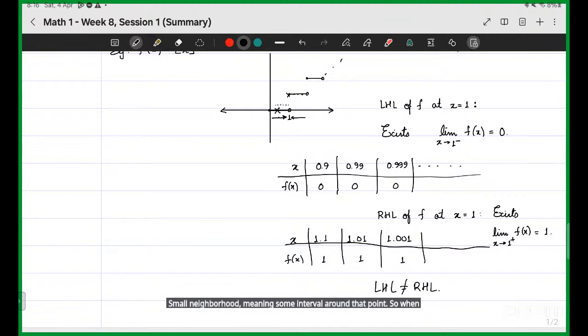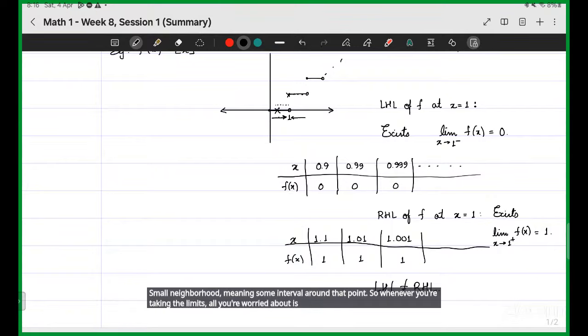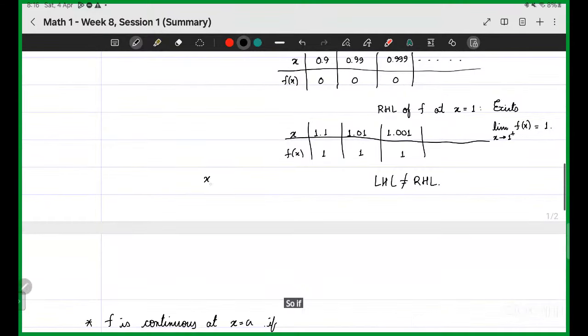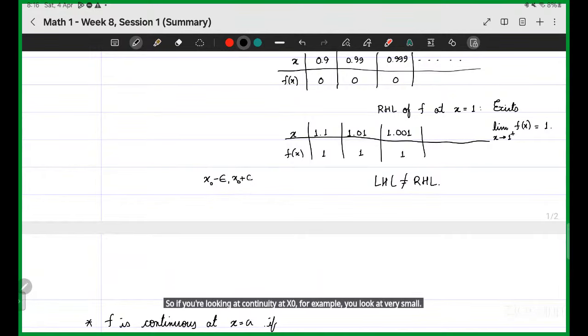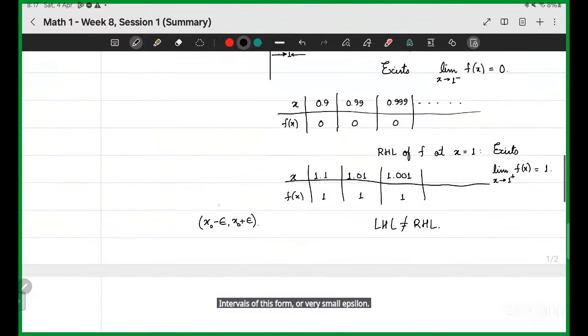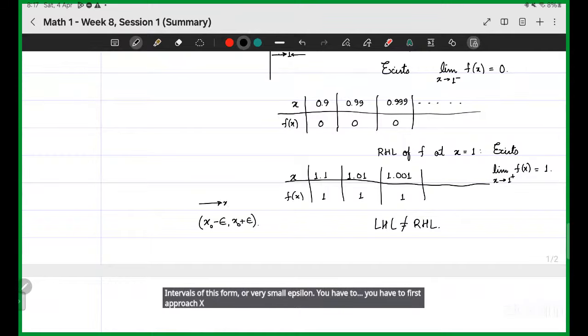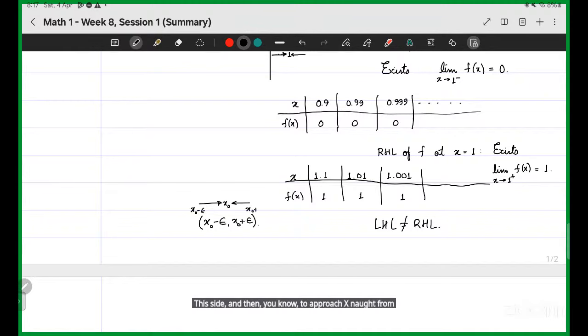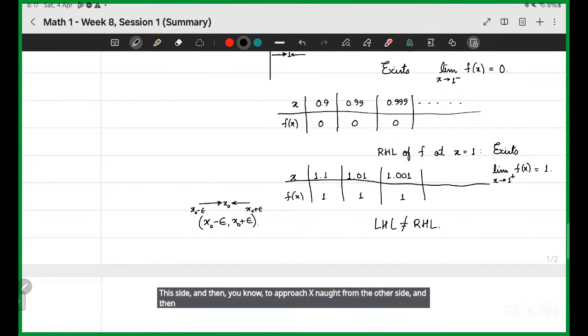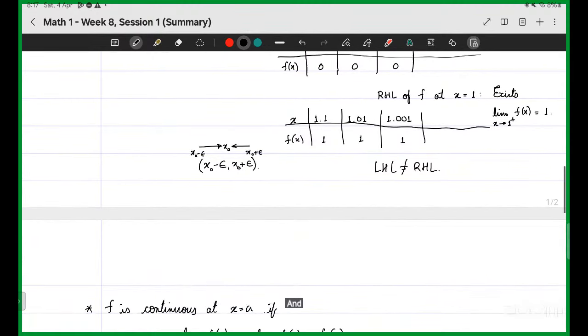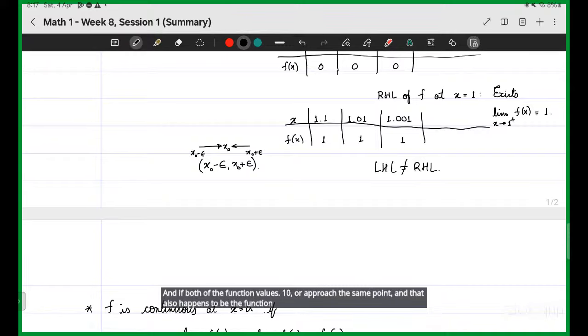So whenever you're taking the limits, all you're worried about is very close by points. So if you're looking at continuity at x naught, for example, you look at very small intervals of this form or very small epsilon. You have to first approach x naught from this side, and then from the other side, and then analyze the behavior of the function. And if both of the function values approach the same point, and that also happens to be the function value at that point, then it is said to be continuous.